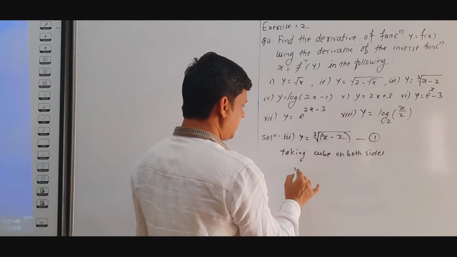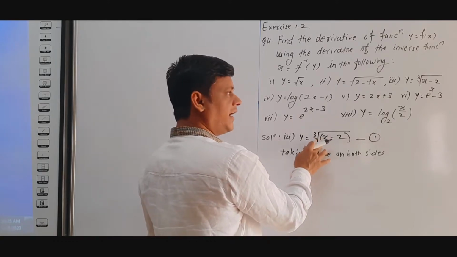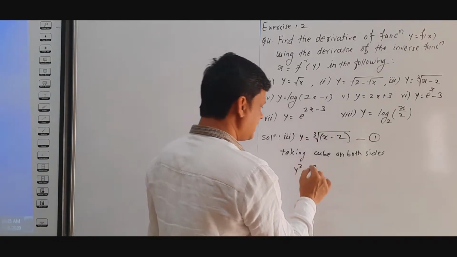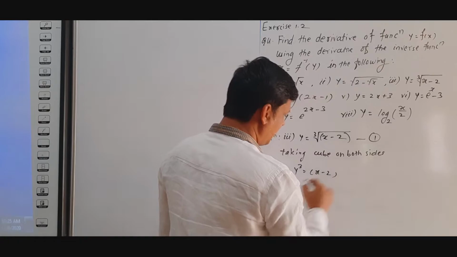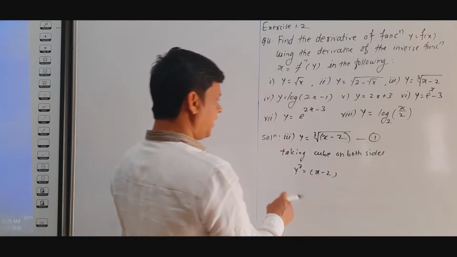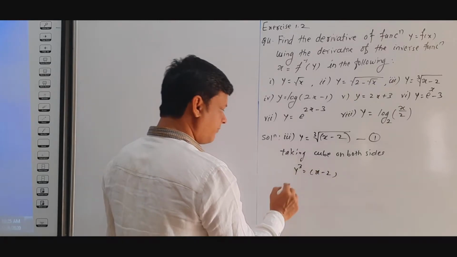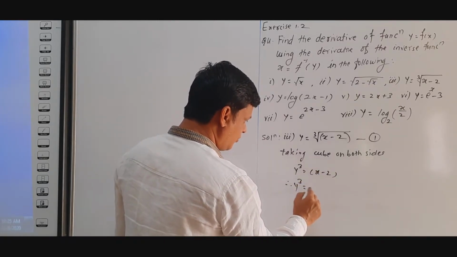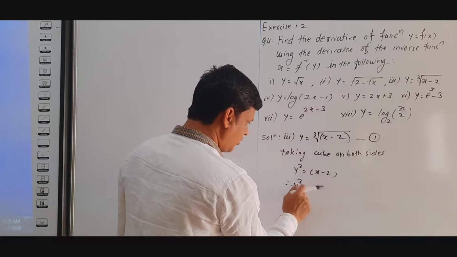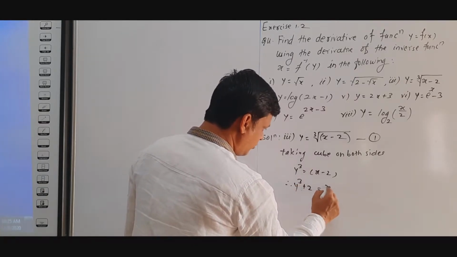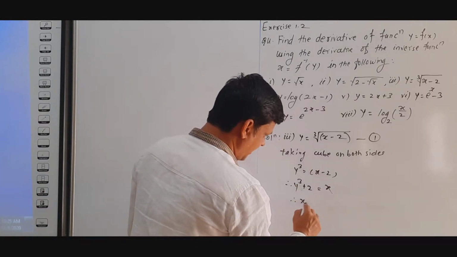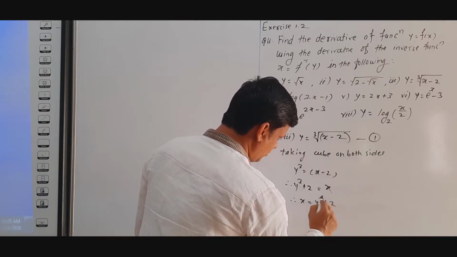On the left hand side we write y cube, and on the right hand side cube and cube root get cancelled. So we write x minus 2. Now we require the value of x in terms of y, so we transfer this minus 2 to the left hand side. So we get y cube plus 2 is equal to x. Therefore x is equal to y cube plus 2.